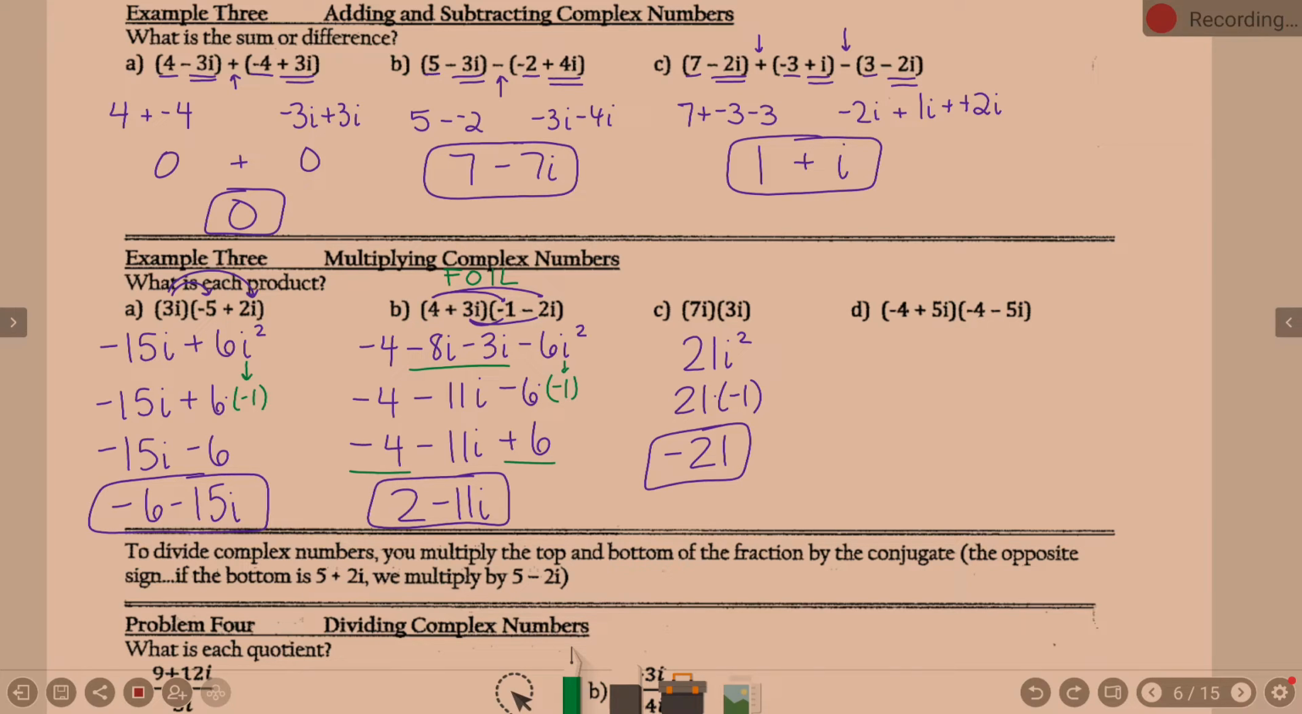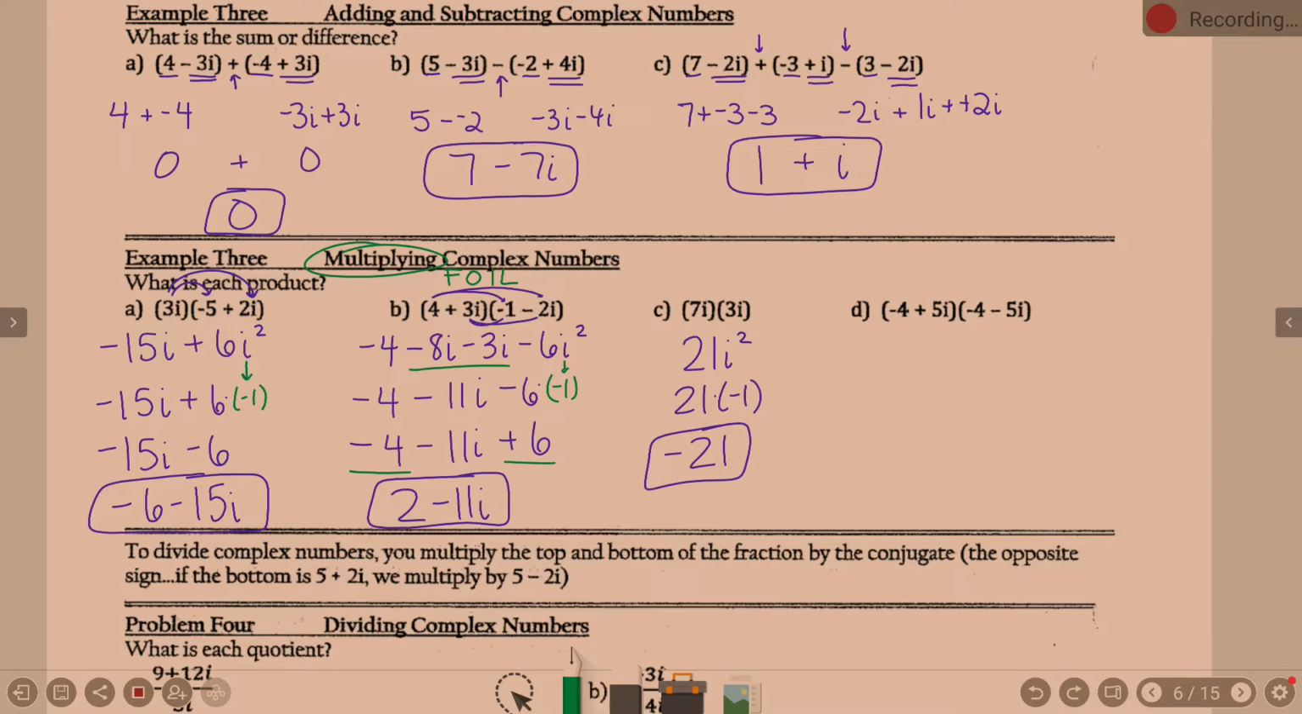My plan is to finish the notes. We'll probably skip a couple of the division problems, but my plan is to finish the notes to the point where you know how to do everything for homework tonight, with the homework being due tomorrow. So plan accordingly. I asked you guys to look at D. Your job is to multiply, because notice it is in the multiplying section, -4 plus 5i and -4 minus 5i.